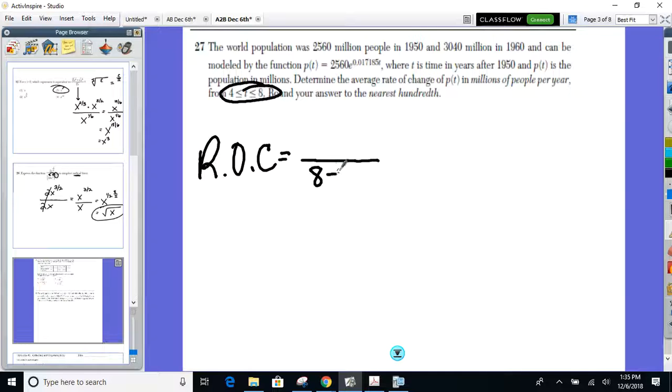8 minus, so from 8 to 4. All right, there's your change in x's. Now, how do I find out what to put on top? Take 8 and I got to find its corresponding y value. I take 8, plug it back into the equation. It'll give me the y value for it. I plug in 4, plug it back into the equation. It'll give me the y value for 4 here, right?